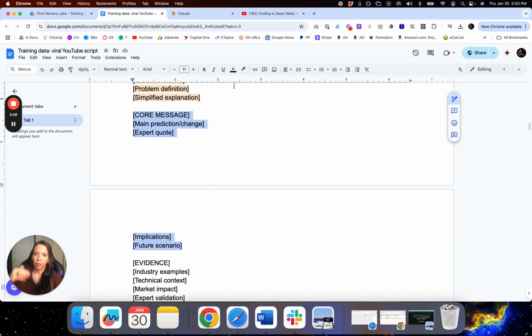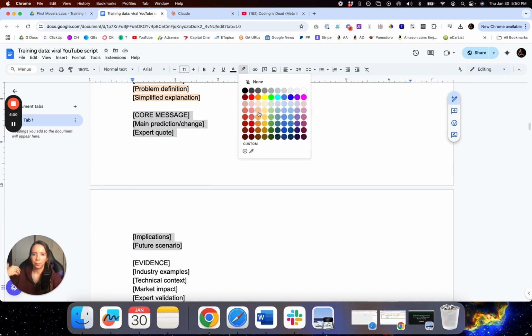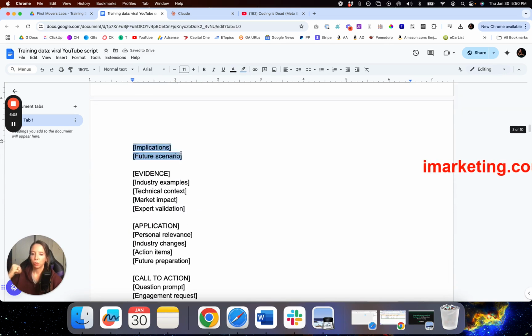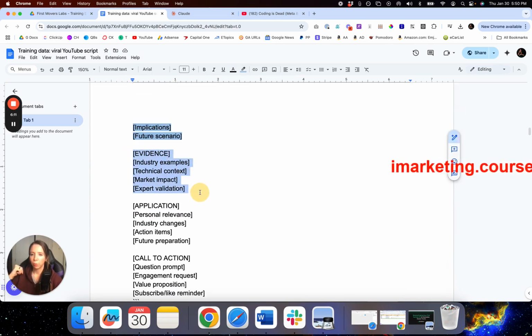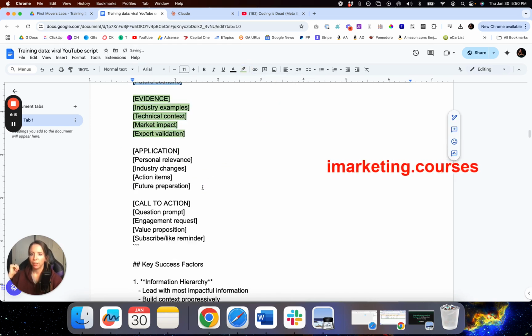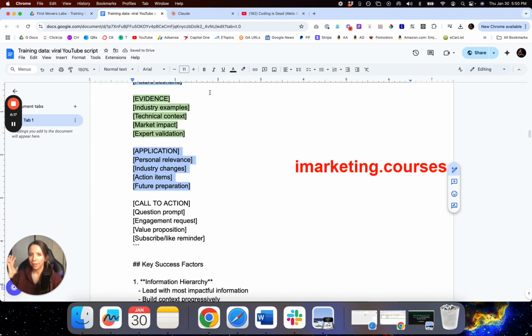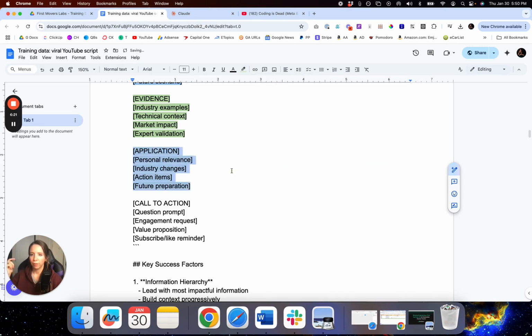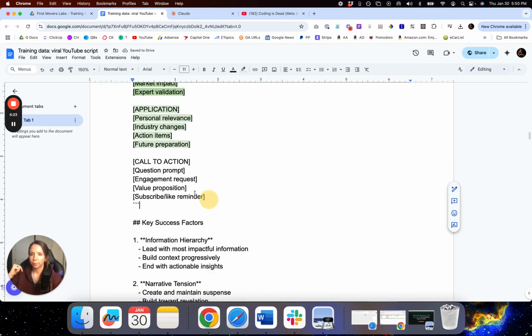Where you're talking about the future, takeaways, specific things to do. How do you handle the negative or the positive repercussions of this hook? That's your core message. Evidence, you want to support that with industry examples, expert validation, the impact on the market, that's evidence. Application, what's the personal relevance of this to me? Why should I care? And then your call to action.